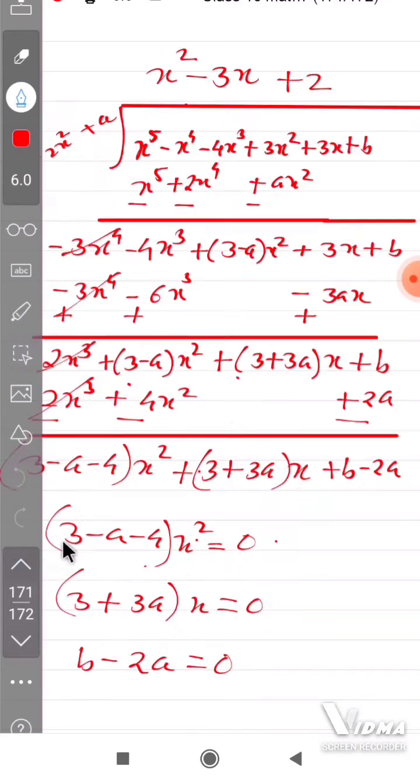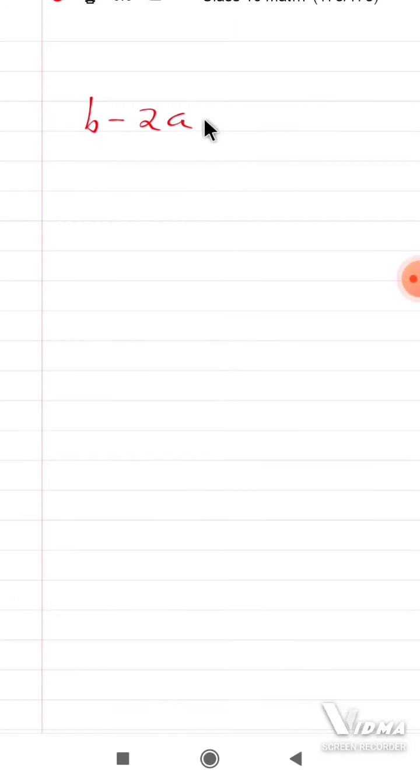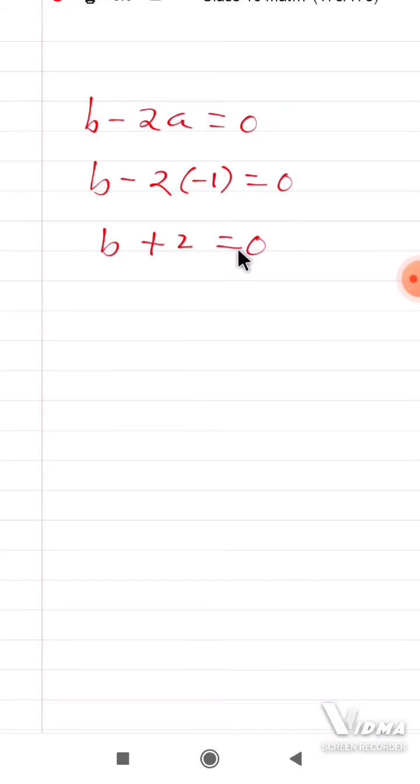The value of b, we can compare this b minus 2a equals to 0. So we compare here b minus 2a equals to 0, and already we know the value of a, which is equals to minus 1. We put that there, minus 2 into minus 1 equals to 0. So let us try to simplify here. Minus 2 into minus 1, it is going to be a plus 2 equals to 0. When you transpose this plus 2 on the right side, you will get what here? b equals to minus 2.